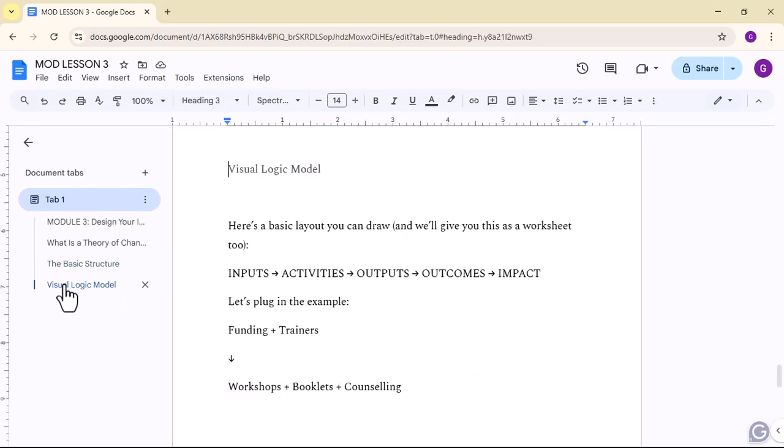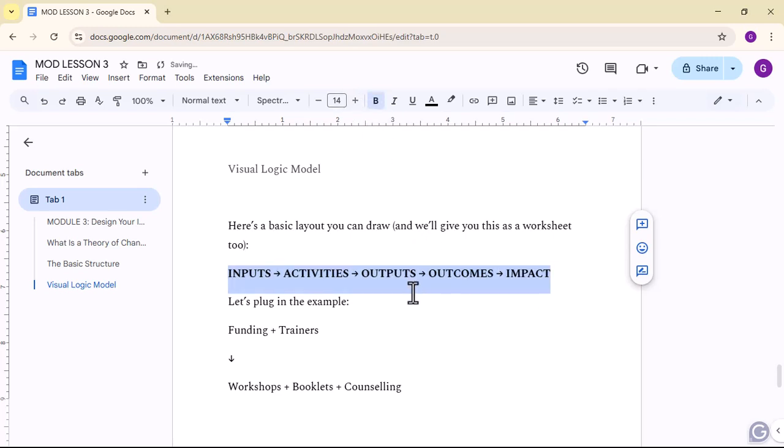The visual logic model is a basic layout you can draw, and I'll give you this as a worksheet also as part of the course, right? The visual logic model, we are talking about inputs, like I mentioned, how it all connects. We're talking about how input flow to activities and how activities flow to outputs and how outputs flow to outcomes and how outcomes flow to impact, right?